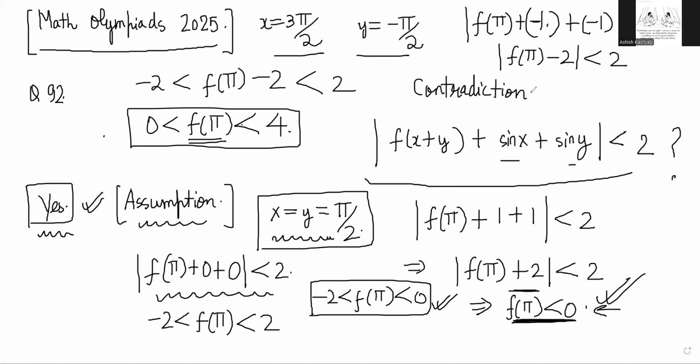That is not true. So what was our assumption? That such a function exists was our assumption. And now we have come up with a contradiction by just putting 2, 3 values of x and y. So therefore, such a function does not exist. So it is again a tricky problem, but proof by contradiction is our savior.